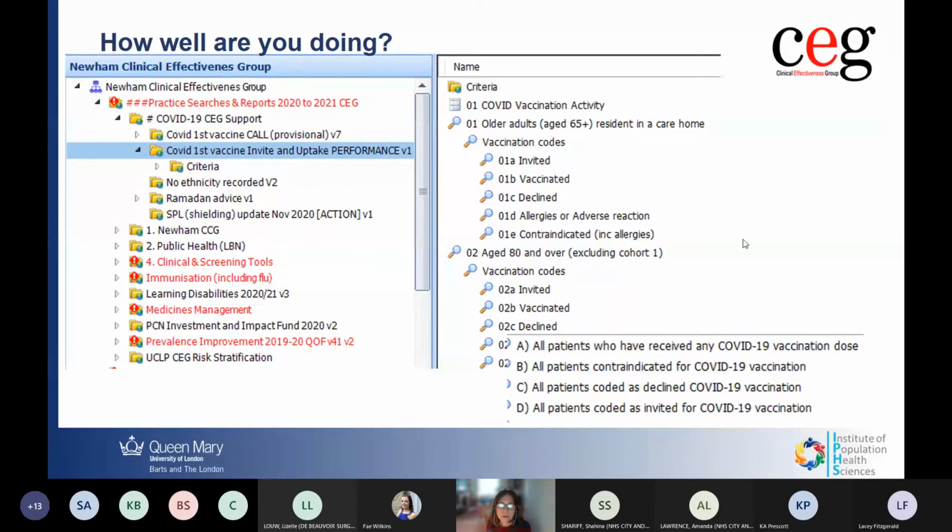Okay, how well are you doing? This was just the performance search. Sorry, it says new. I didn't manage to upload it, but you've got the one that I showed you before, which is the performance search, which links to our dashboard. So that's in your CG suite of folders.